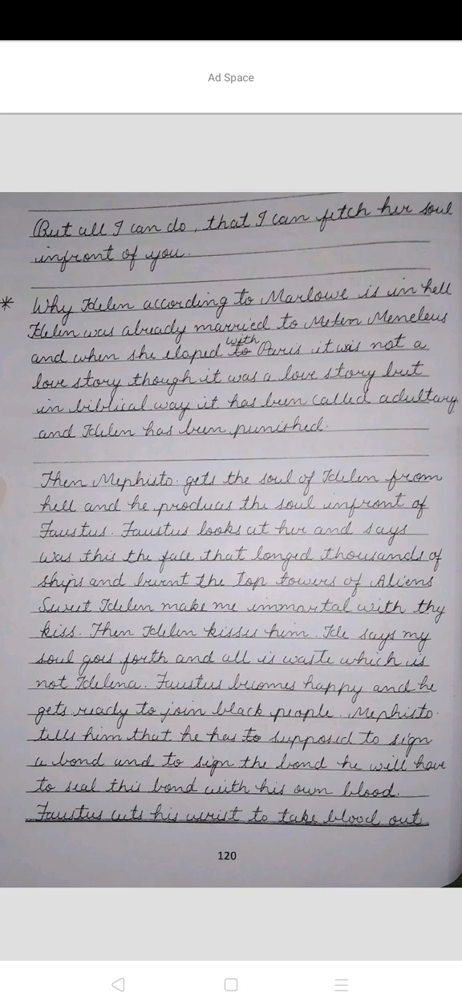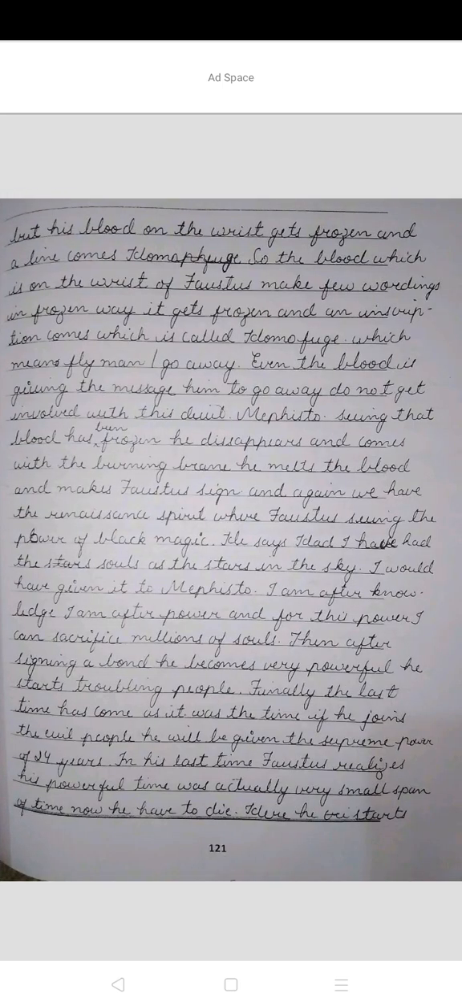Then, after signing the bond, he becomes very powerful. He starts troubling people. Finally, the last time comes. He was given supreme power for 24 years. In his last hour, Faustus realizes his powerful time was actually a very small span of time. Now he has to die.